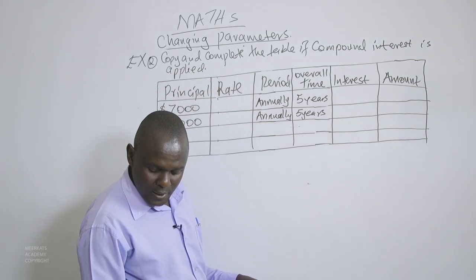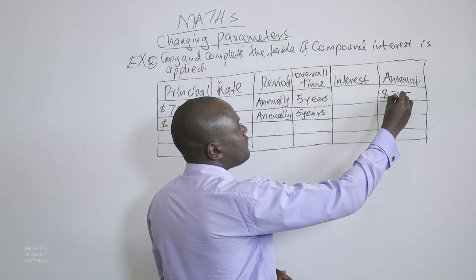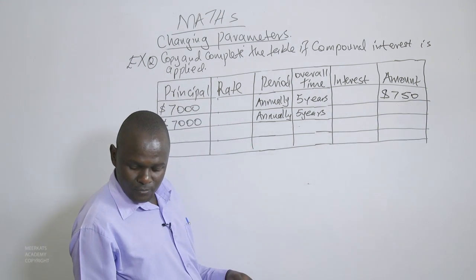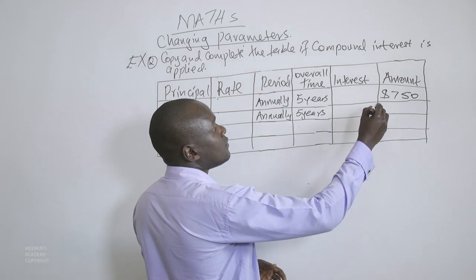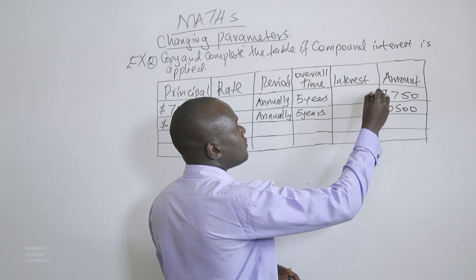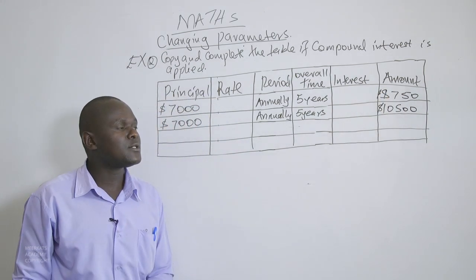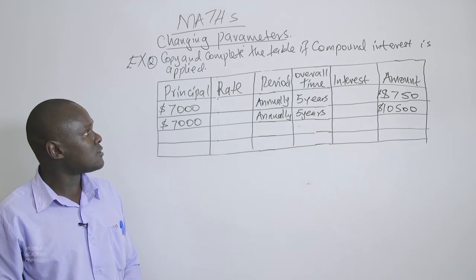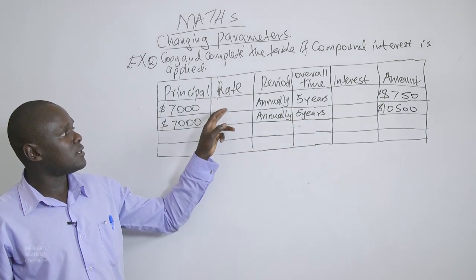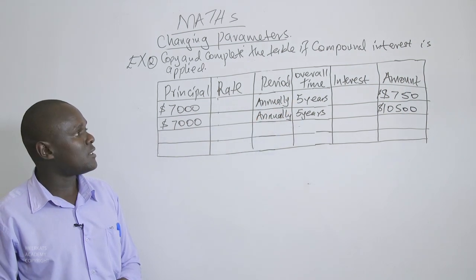In the first case, we have $8,750. And in the second case, we have $10,500. So we need to calculate the rates. We need to calculate the rates when the amount has changed.